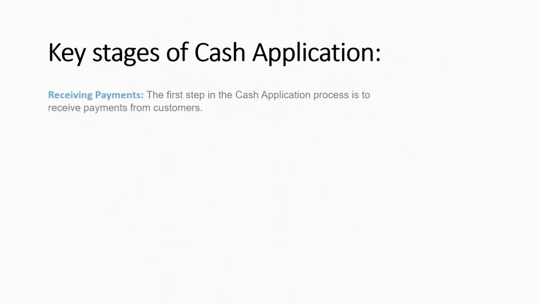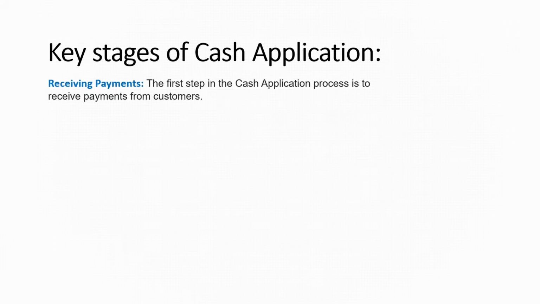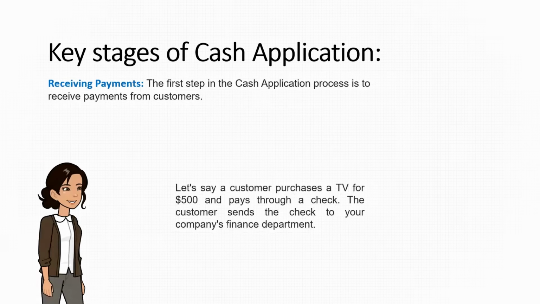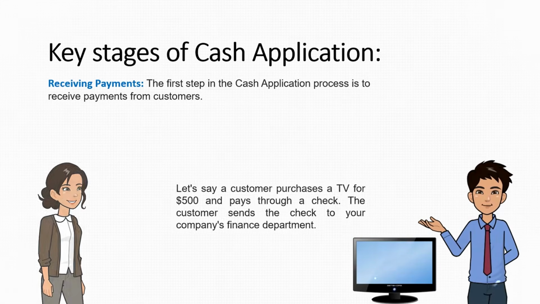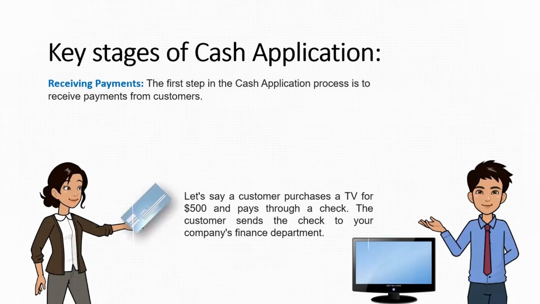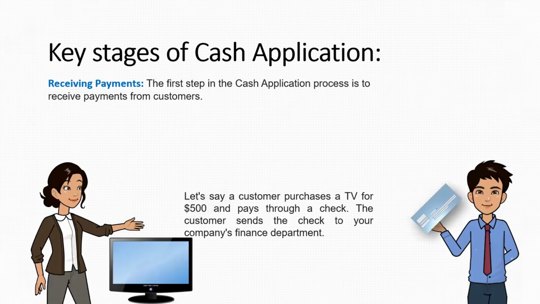So our cash application process will start with receiving payment from our customer. So let's suppose we have a customer who purchases a TV from us for $500 and pays through a check. So the customer will give us a check and receive the TV from us in exchange for that particular $500 check.